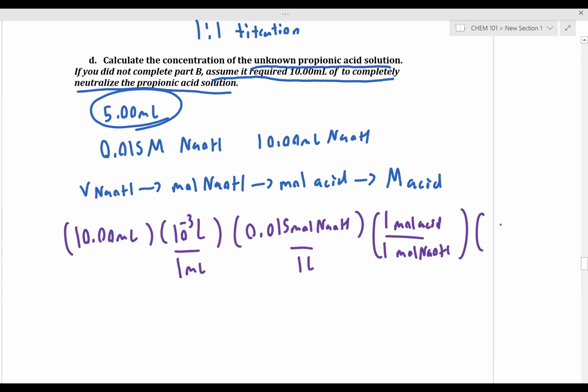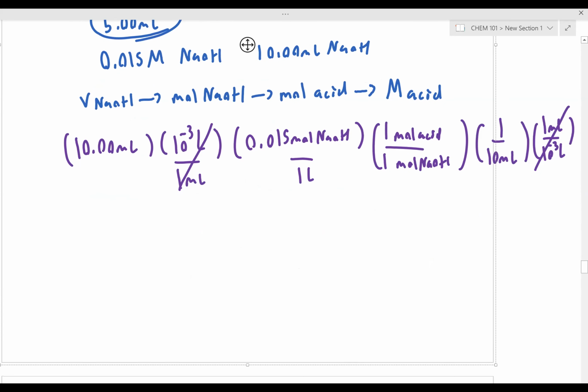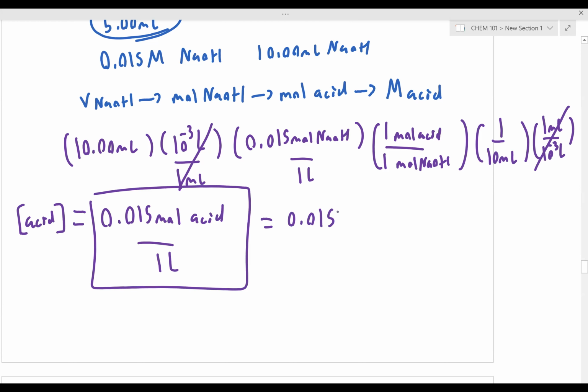And then finally, we're going to divide by our volume of 10 milliliters. And we know that in 1 milliliter, we have 10 to the negative third liter. So this conversion factor cancels, and we're left with 10 times 0.015 divided by 10. And that in turn gives us a final concentration of acid of 0.015 moles of acid per every 1 liter, or 0.015 molar.